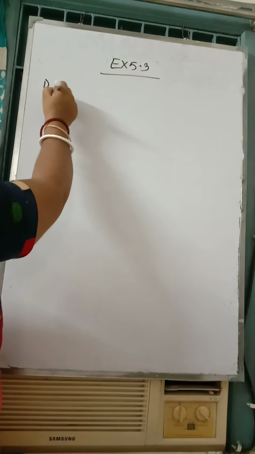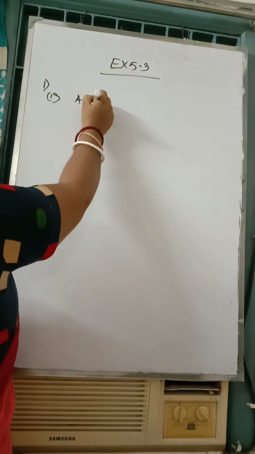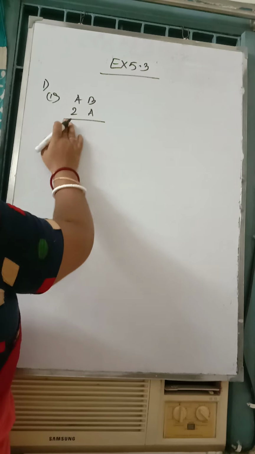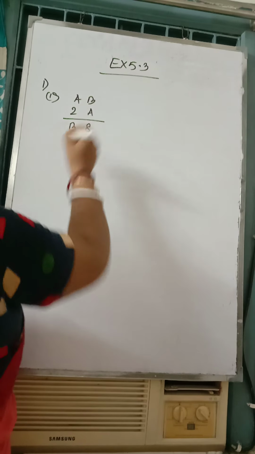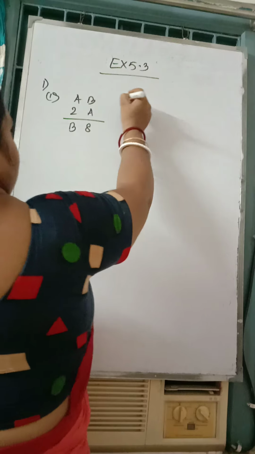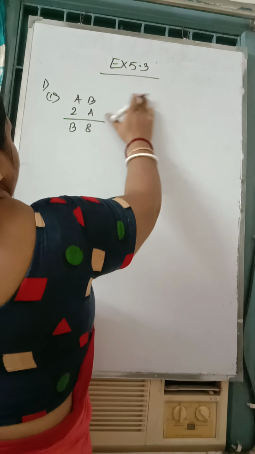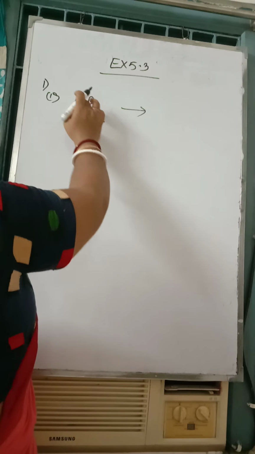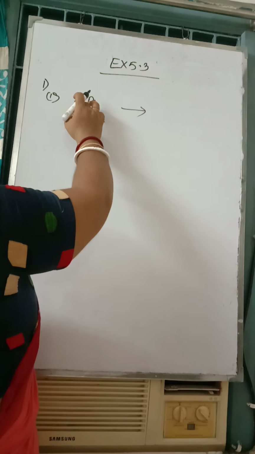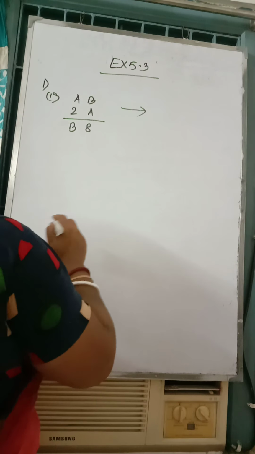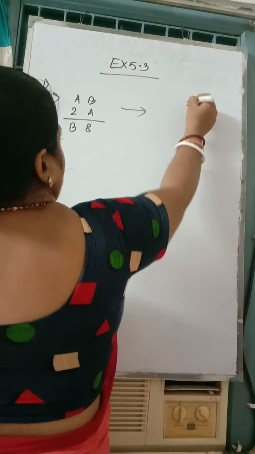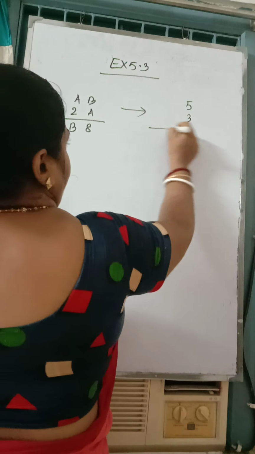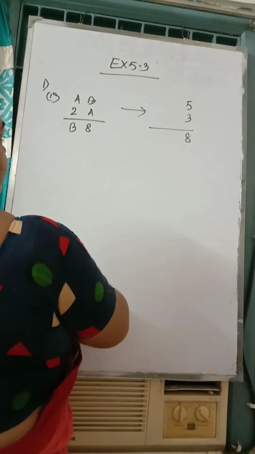Number 1, you can see you have been given A, B, 2A is equal to B, and 8. Now you have to find such a digit so that this should be the same. The value of B should be the same and the value of A should be the same. Now what plus what do you need to find? In that case, if I replace B with 5 and A with 5, it gives you 8, because I need to have 8.